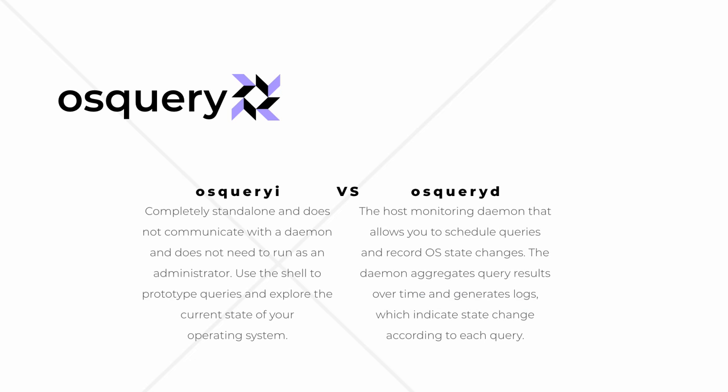So there's two different tools in OSQuery. There's OSQuery I, which you'll see a little bit of here, which is the command line interface for if you want to just install it on a client and just run queries against your machine. That's OSQuery I. And then OSQuery D is the daemon tool that you can use to schedule queries or have it do things periodically or interact with a remote server.